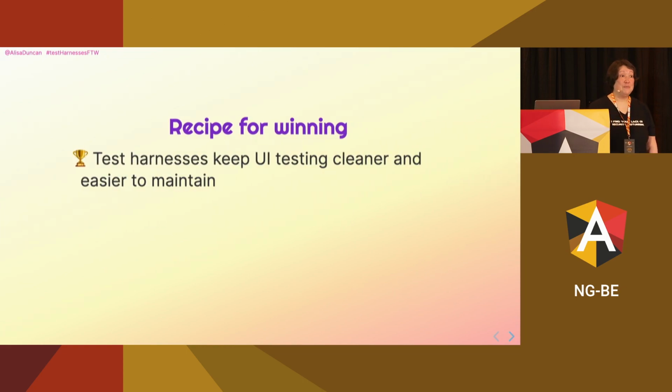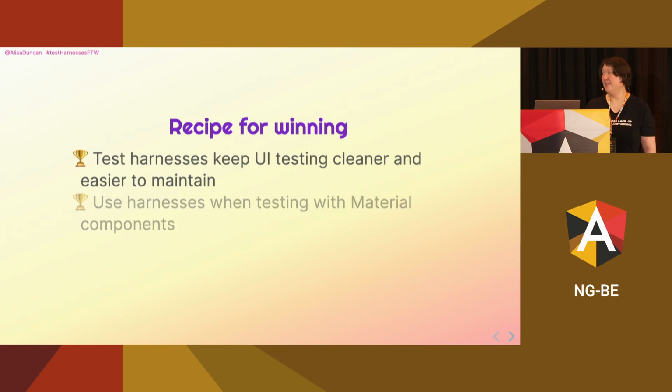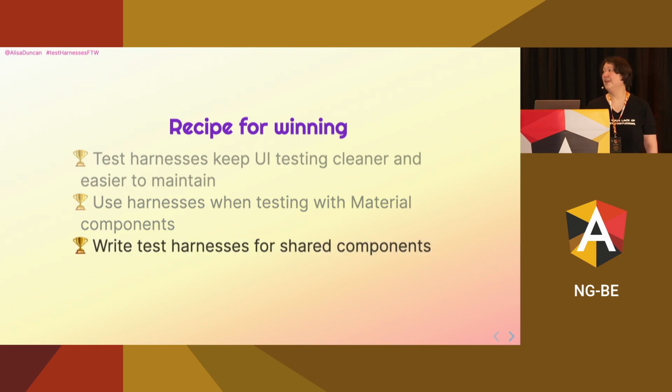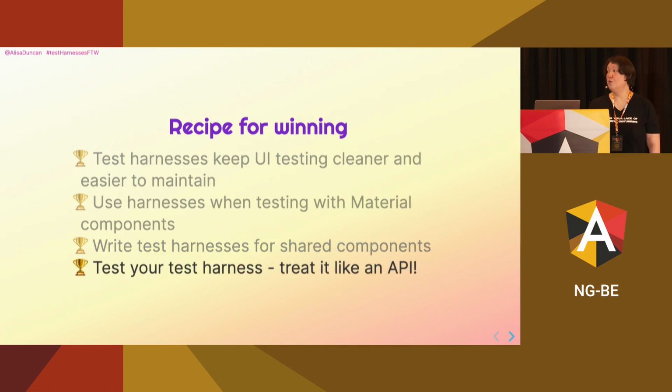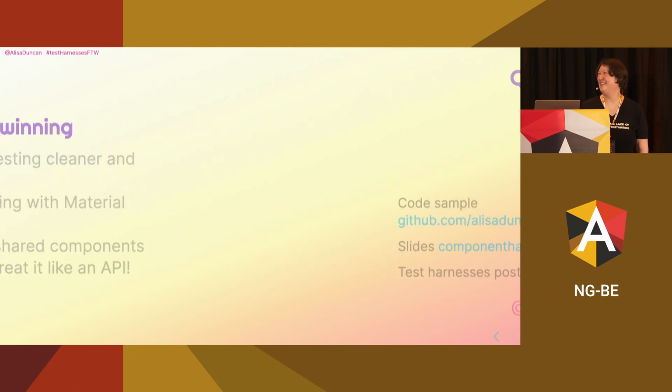So we have some recipes for success. You want to use test harnesses to keep your UI testing cleaner and easier to maintain. And use test harnesses anytime you're working with Angular Material components, which you might as well, it's already there. You want to write test harnesses for any shared components you have within your application, which will make it easier for consumers of that shared component to have their own tests around themselves. But don't forget to test your test harnesses and treat it like the API that it is.